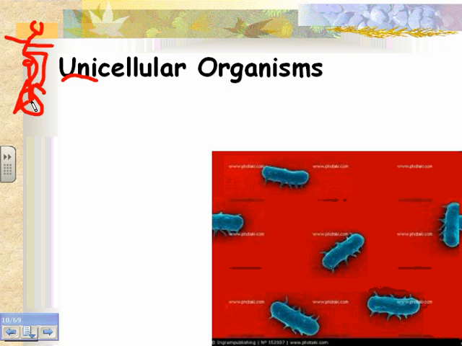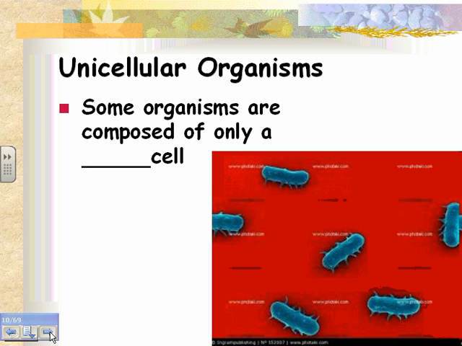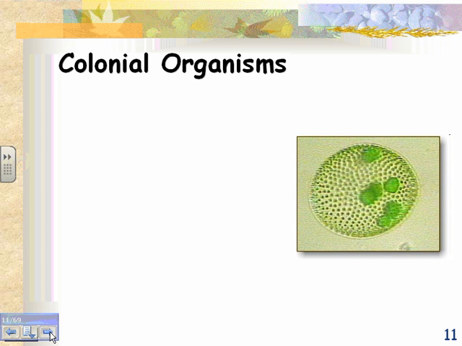So uni means one, there's a unicycle. Unicellular means there's a single-celled organism. So uni is one. Some organisms are composed of only a single cell, just one cell. Colonial organisms are special. They can live alone or they can live in these groups. So they're sort of the missing link, the middle guy between unicelled organisms and multicelled organisms.